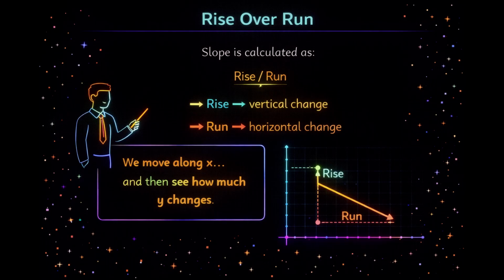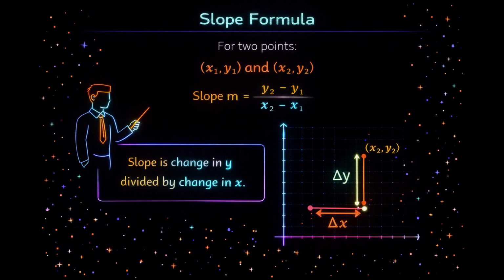Rise is the vertical change. Run is the horizontal change. We move along x and then see how much y changes. For 2 points (x1, y1) and (x2, y2), slope m is equal to (y2 minus y1) all divided by (x2 minus x1). Slope is change in y divided by change in x.